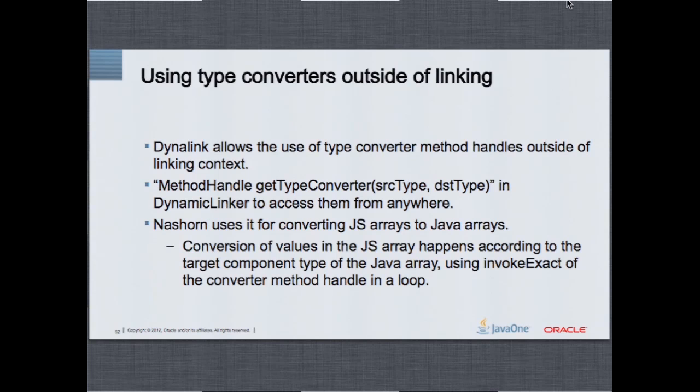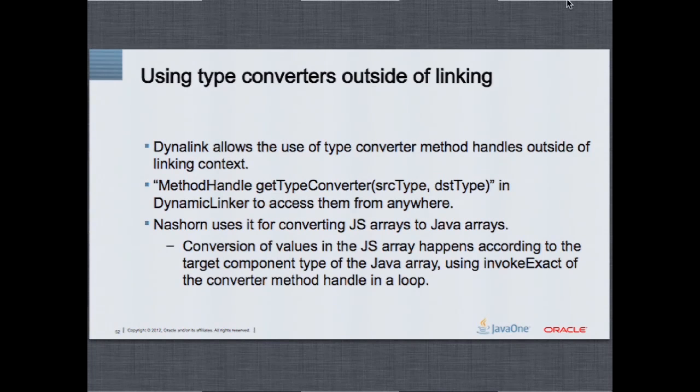There is a dynamic linker, which has a method on it named getTypeConverter, and you specify a source type and a target type, and you get a MethodHandle that, when invoked with an object of the source type, gives you an object of the destination type. We specifically use it to convert JavaScript arrays to Java arrays. We don't have this as an implicit conversion because we are not forced to. Fortunately, this is outside of the scope of the JavaScript specification.